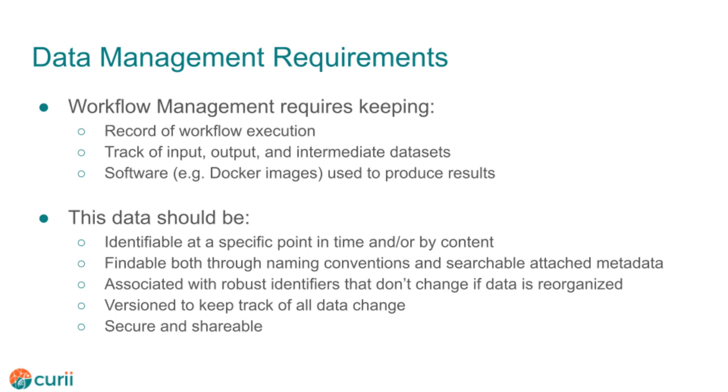We need to precisely identify the data sets and software versions that went into an analysis. Keep a record of what computations happened and connect it to results. We need to identify data sets and software at a point in time by assigning versions. We probably want multiple ways to find data: naming conventions, searchable metadata, and robust identifiers. Robust identifiers are important because they facilitate reorganizing data after the fact by continuing to point to the same data set even after it is moved or renamed.